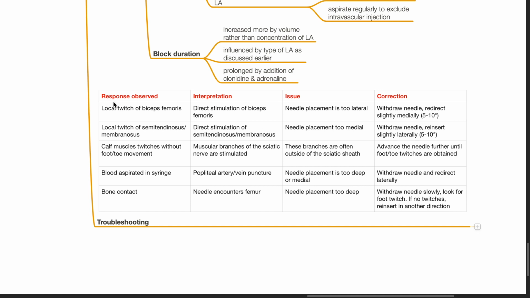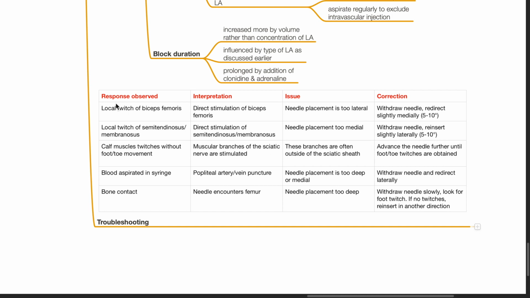Response observed: local twitch of semitendinosus or semimembranosus. Interpretation: direct stimulation of the above-mentioned muscles. Issue: needle is placed too medial. Correction: withdraw the needle and reinsert slightly laterally 5 to 10 degrees.